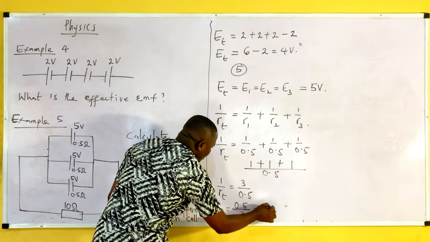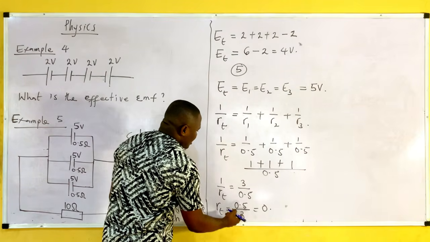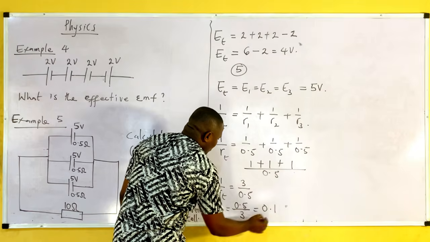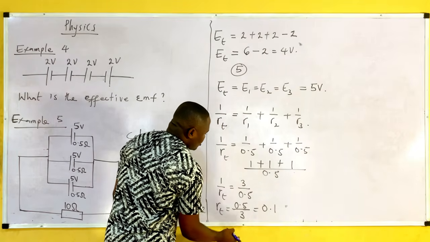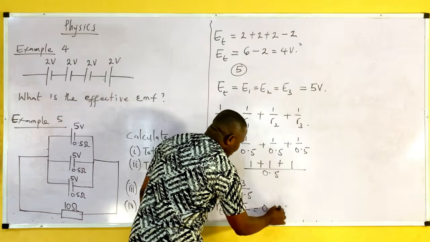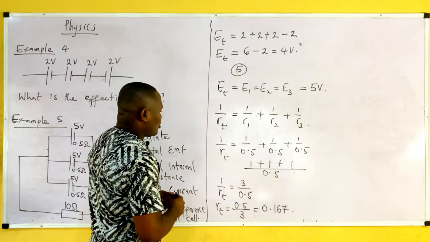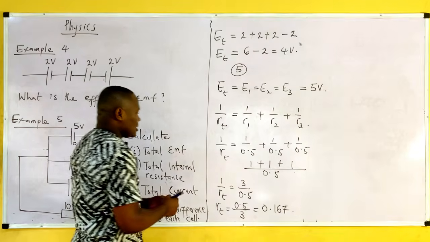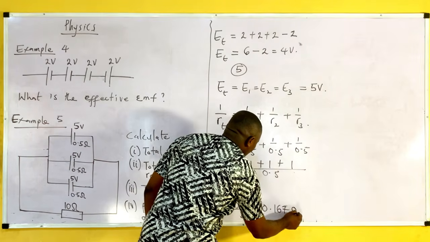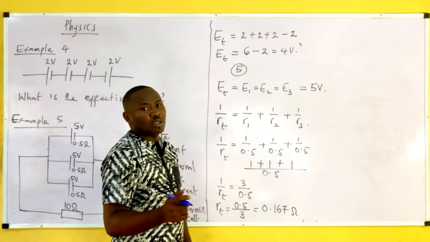So this will now become 0 point. Then you have this as this into this. It becomes 1. Then into 2. Then you have it as 6, 7. So you have it as 0.167 ohms. That becomes the answer.